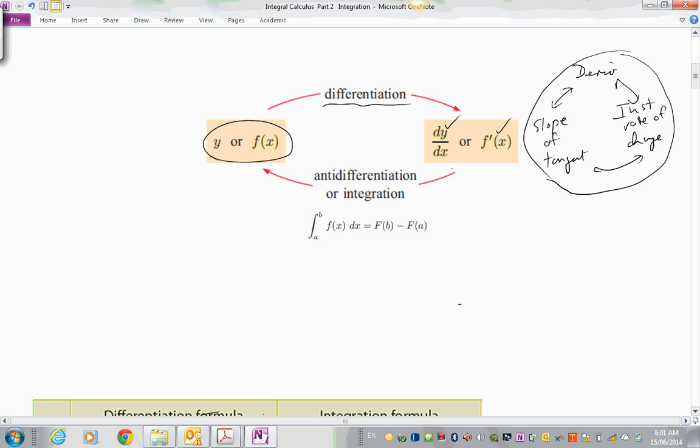And all of those are synonymous, if you like. So when you see derivative, you think of those three things. Around and round we go.